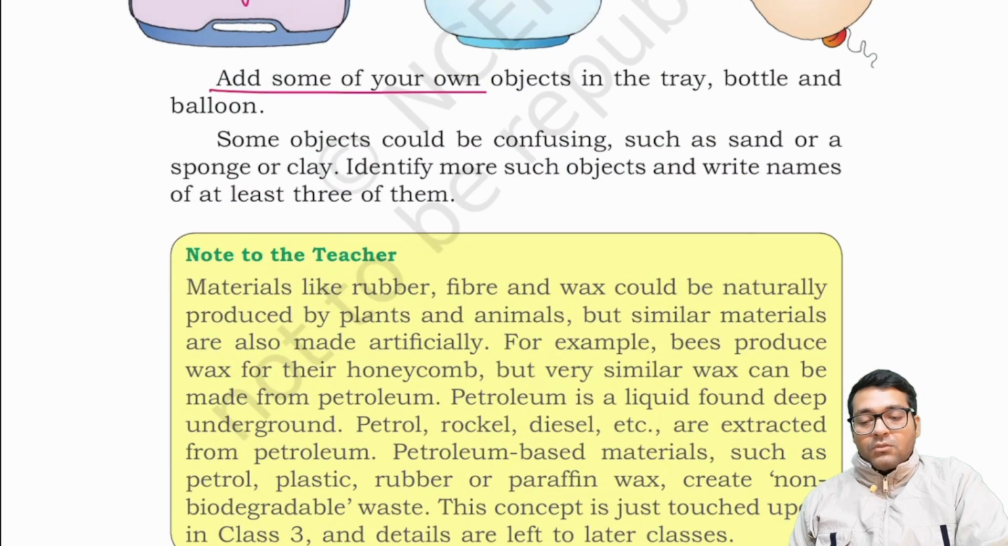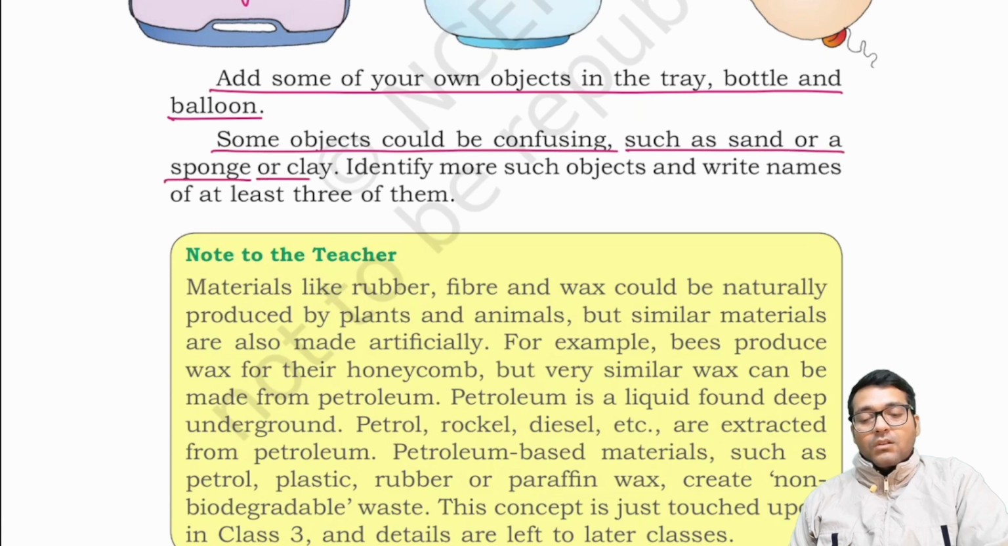Add some of your own objects in the tray, bottle, and balloon. Some objects could be confusing, such as sand or a sponge or clay. Identify more such objects and write names of at least 3 of them.